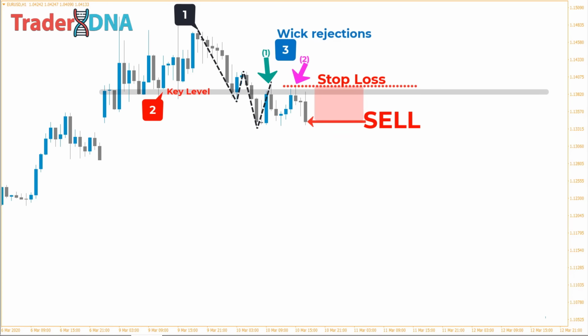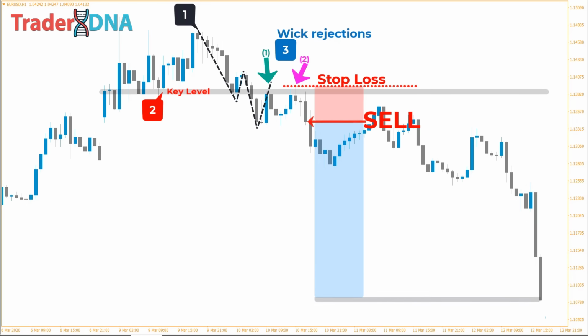Now, I'm not going to deep dive into exact entries or exits because that's your job. Backtest it, forward test it, own it. The main thing is understanding the flow. You're trading with the trend, spotting a break of structure, waiting for the retest, and using those wick rejections as your signal. All right, let's roll this forward and see what happens. Boom! Example number 2 hits take profit. That's what I'm talking about.